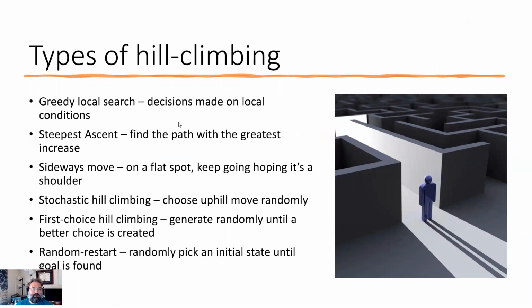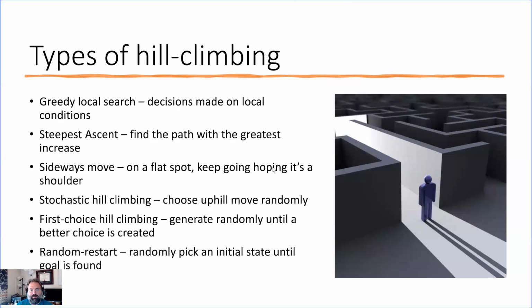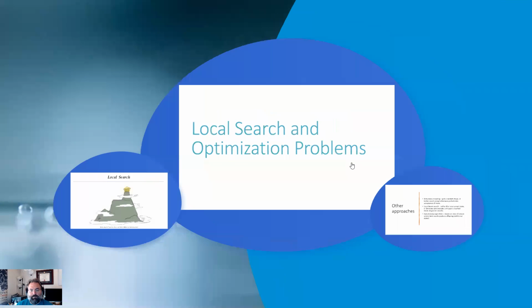There are various types of these hill climbing algorithms. The simplest is the greedy one. You go basically similar to the steepest ascent. If you hit a flat spot, you keep going because you think you're on a shoulder. You choose an uphill move randomly, so there's some randomness thrown in, and so on. With random restart, once you think you've got it, you pick some other random location and go again. Maybe if you get a better value, you weren't really at the maximum. The problem with any of these, though, is that there's no guarantee of hitting that true maximum value.